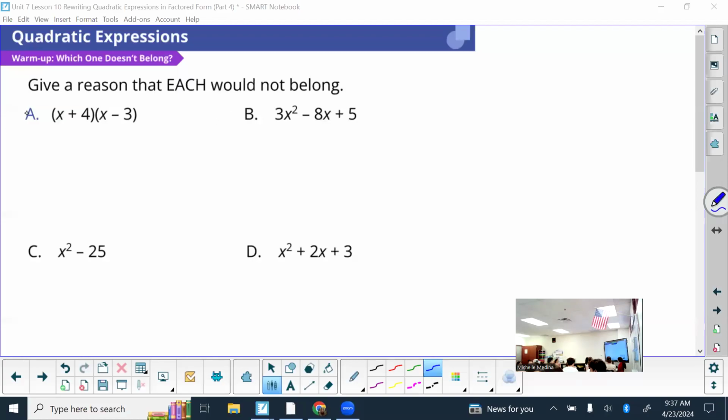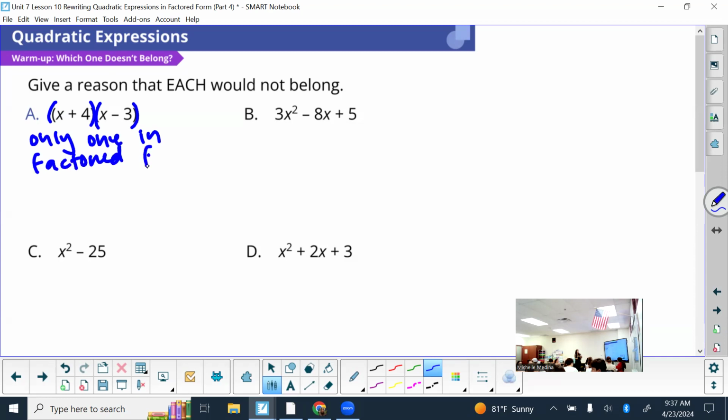Give me a reason that A does not belong. It's the only one still in the parentheses, that is true. What do we call it when it's written with parentheses in this unit? Factor form. Good. So you could say, using your math vocabulary, A is the only one in factor form. The rest are in standard form. So that's why A doesn't belong. Good.